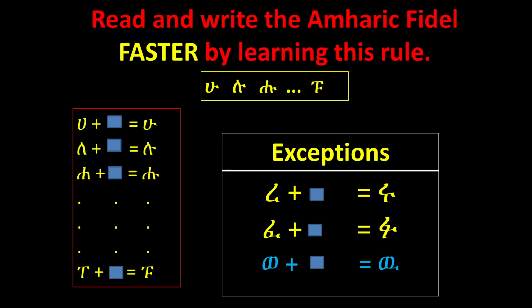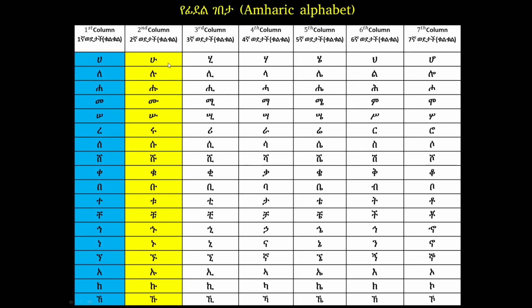Welcome to the third MSL Amharic video. In this video, we will identify the second column letters. The letters are hu, lu, hu, and so on until pu. But before we begin, let me point out the letters in yellow. They are the ones we will be focusing on in this video.